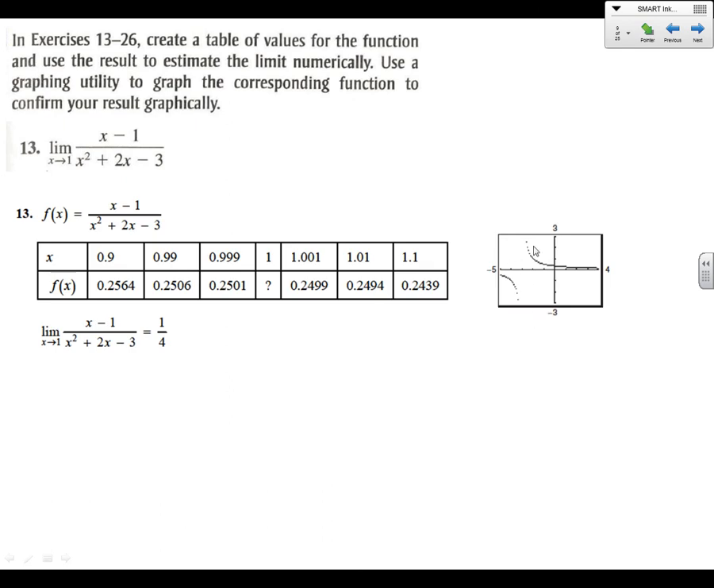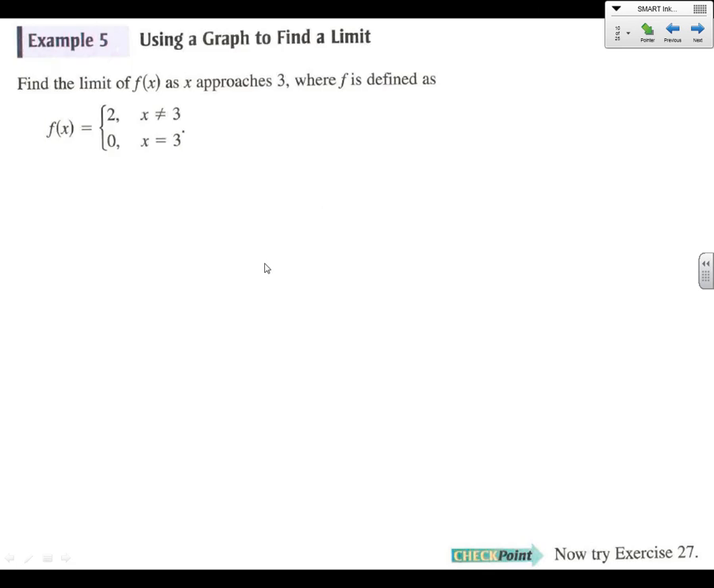Okay, so you can see the graph here, and your answer is going to be 1/4. Now what happens if we have a piecewise function here? Let's find the limit of this. We're going to do this without using the graphing calculator. When x doesn't equal 3, so everywhere except at this point right here, y is going to be 2. So we have a horizontal graph, except we'll have a hole right there. And when x is 3, instead, the y value is going to be 0.